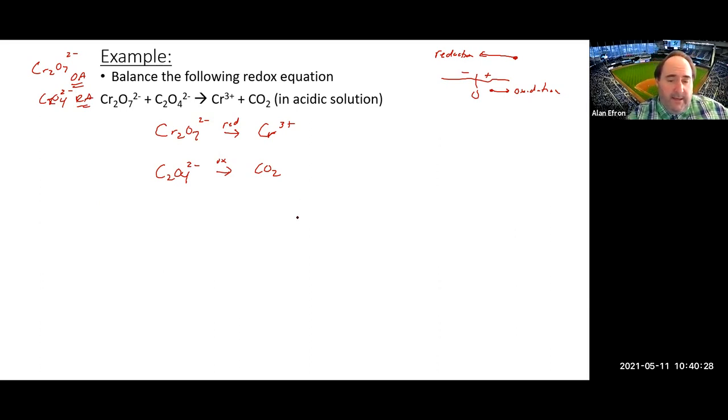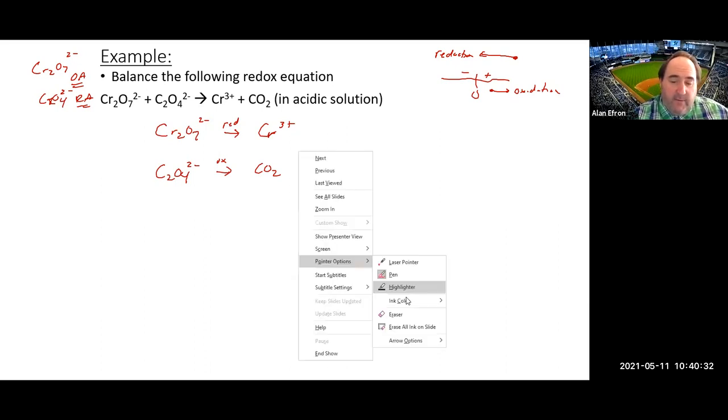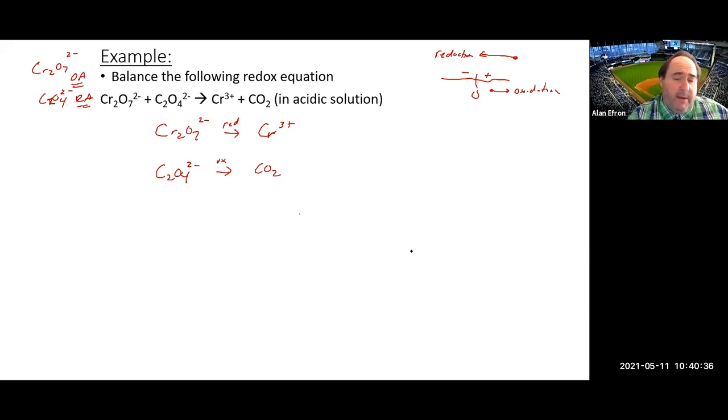All right, now that we got it all identified and all that good stuff, we're really in the process now of moving to balancing. We want to balance everything besides oxygen and hydrogen. So in this case, we do need a 2 there for the chromium. In addition, we actually do need a 2 there for the carbon. There's 2 on the left and only 1 on the right. So we do need to put a 2 in front of it there.